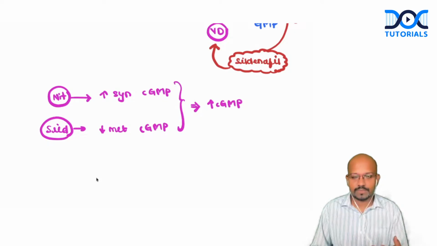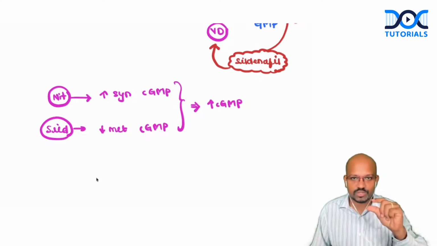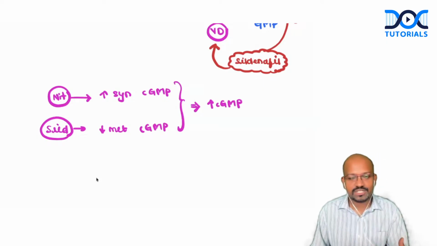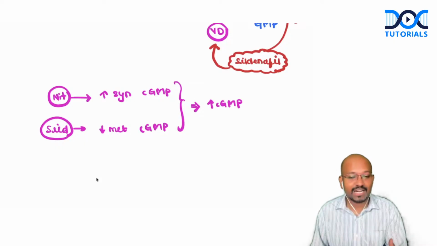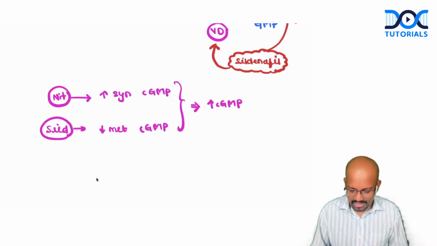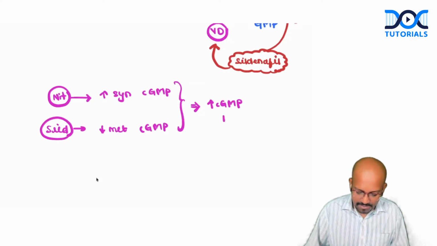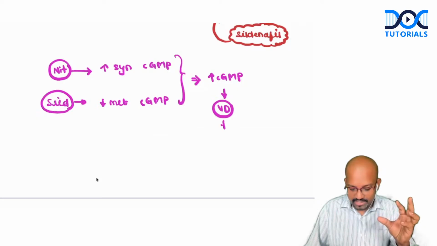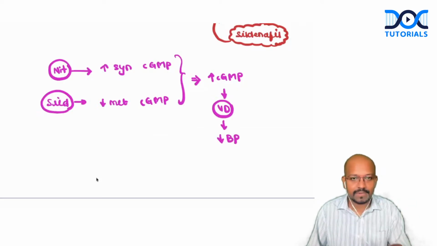So that's good, no? Because in angina, there is vasoconstriction, the blood supply is not proper, the oxygen supply is not proper. So when you give a vasodilator, it's actually good for the patient. We expect that to happen. But unfortunately, whenever there is more cyclic GMP accumulation, there will be intense vasodilatation. Because of this, there will be a sudden drop in the blood pressure.